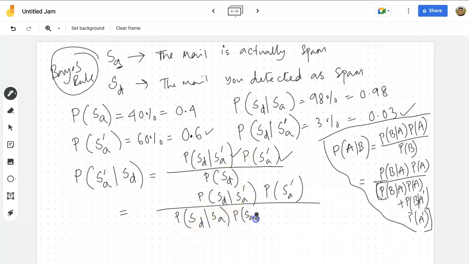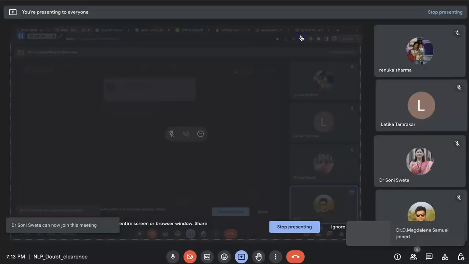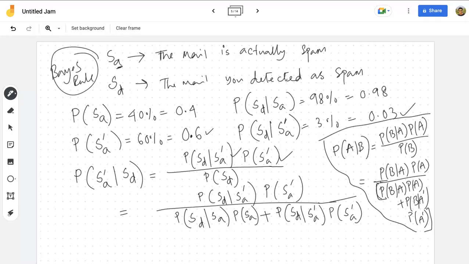This is the multiplication of this whole thing. And the second possibility is that you detect it as spam, but it is not spam. So I hope you understand this part. So how to calculate the whole thing.